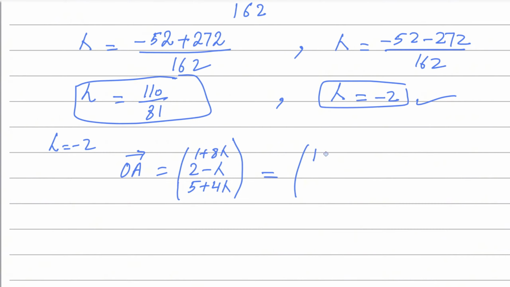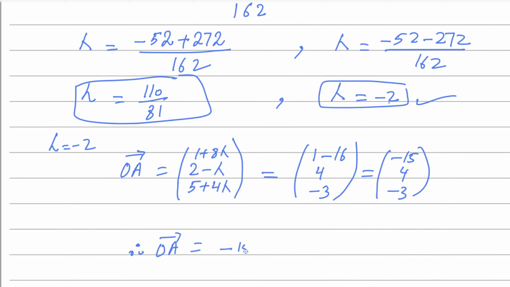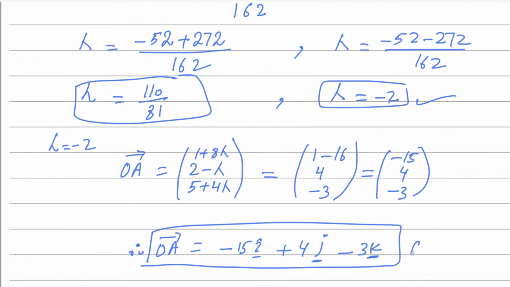So it will be equal to 1, minus 2 multiplied by 8 is minus 16, and minus 2, this minus and that minus makes it plus, so plus 2 and 2 will be 4. For 5 plus 4 lambda, 4 multiplied by negative 2 will give you negative 8, plus 5 is negative 3. So we get the answer here: minus 15, 4 and negative 3. Therefore, vector OA is given as, we can extend it, minus 15i plus 4j minus 3k. So this is the answer for the first part. It is as required. So first part is done for this.